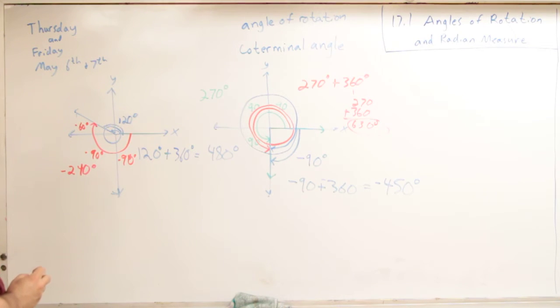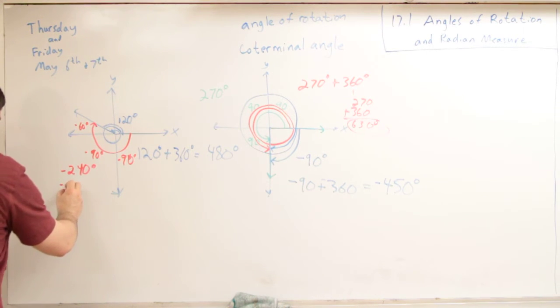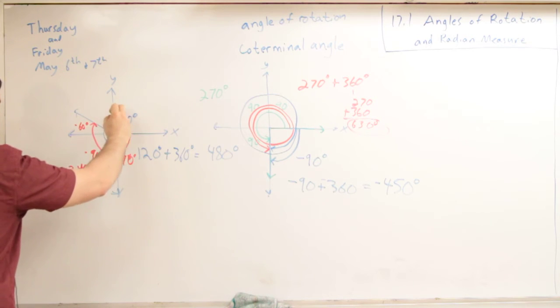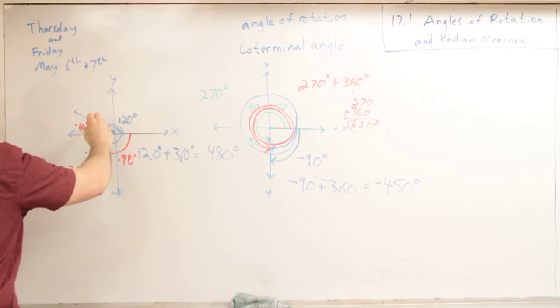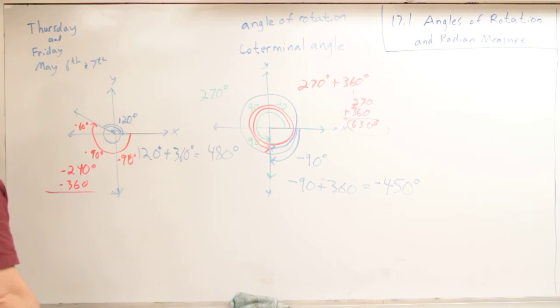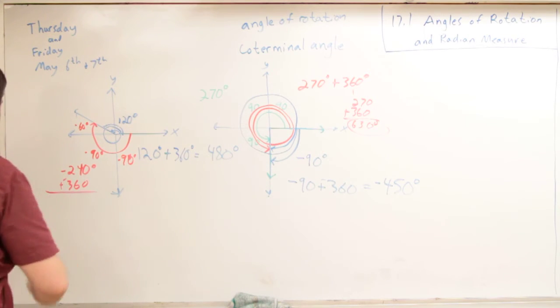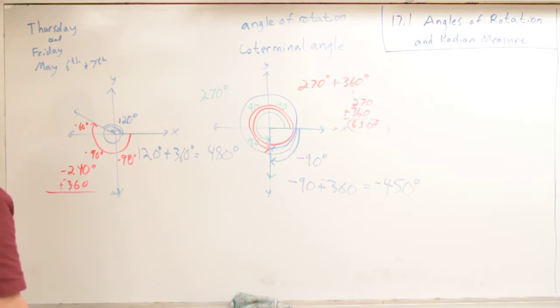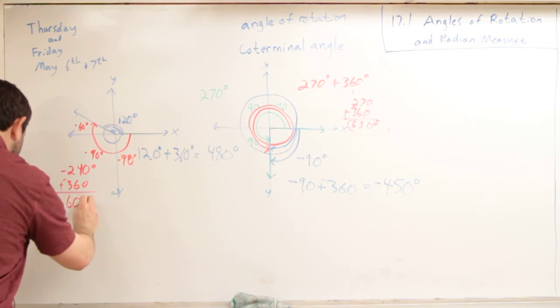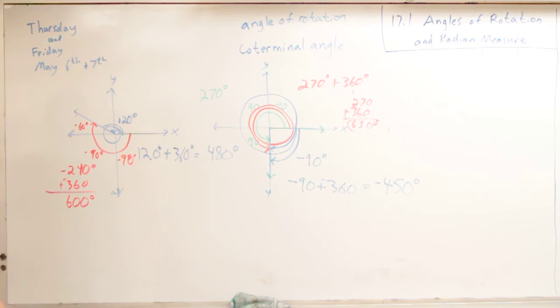That would work. We could also go around the circle again and end here. And negative 240 plus a negative 360, that would be, let's see, negative 600 degrees. That's coterminal with positive 120 degrees as well. So this is what coterminal angles mean.